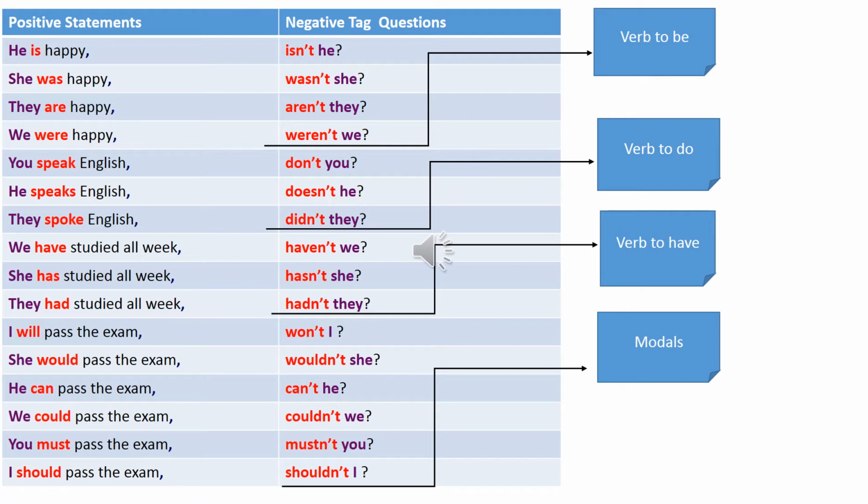We were happy, weren't we? We were happy, weren't we? If this statement is we weren't happy, the question tag will be were we? We weren't happy, were we? But here the statement is positive. We were happy, the question tag is weren't we? Okay.